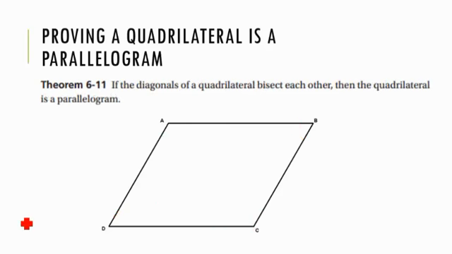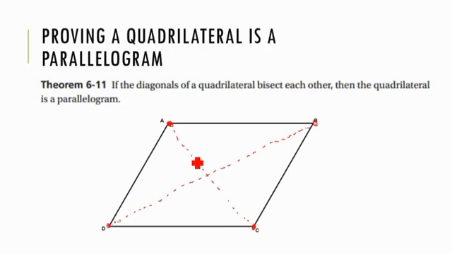If the diagonals of a quadrilateral bisect each other, then the quadrilateral is a parallelogram. So if I have one diagonal, remember a diagonal is from one vertex to another vertex. A quadrilateral only has one diagonal from each vertex, because the diagonal has to go to a vertex that is not consecutive to the vertex. And so A, for example, only has one vertex that is not consecutive to it, and that is C. So there's one diagonal there.